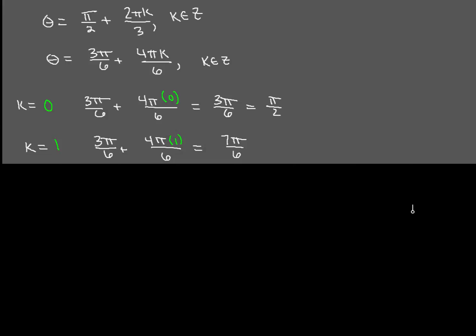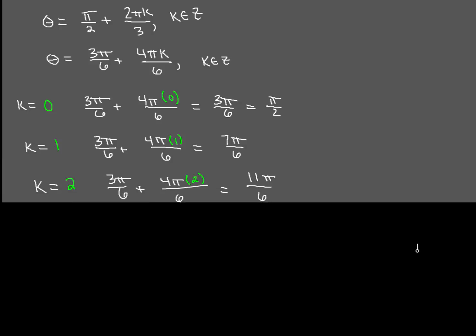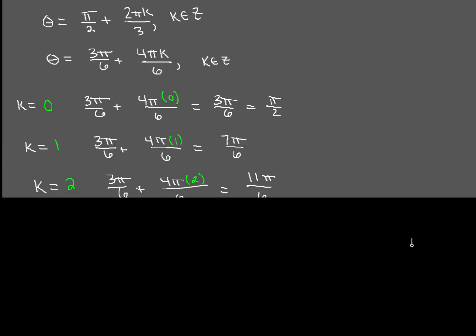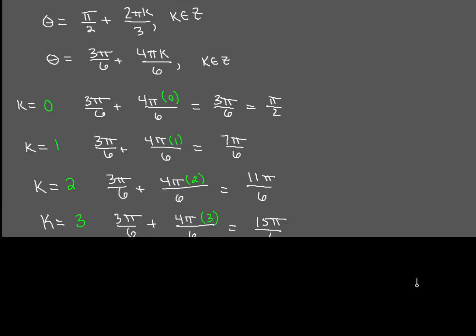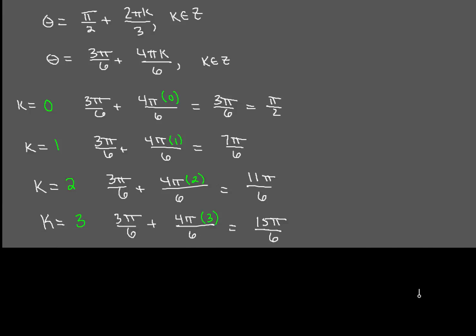Again, I'm going to substitute k having a value of 1 this time, and when I do that, I end up with a value of 7 pi over 6. Substituting k equals 2, I have 3 pi over 6 plus 4 pi times 2 over 6, giving me a result of 11 pi over 6. When k is 3, now I'm at 15 pi over 6.